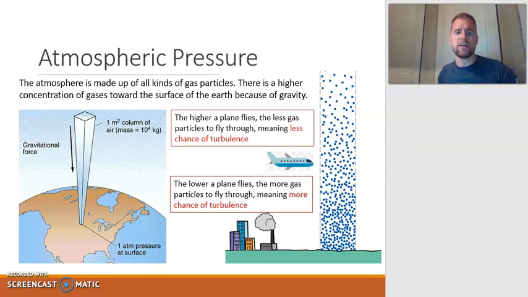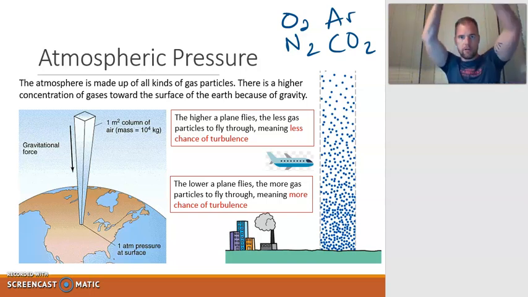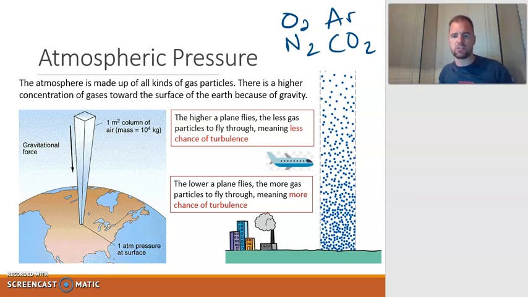Well, the atmosphere is made up of all kinds of gas particles, and we've actually mentioned some of them. Oxygen, of course, but oxygen actually is not the most abundant gas in our atmosphere. That would be nitrogen. But you've got oxygen and nitrogen and argon and carbon dioxide and greenhouse gases and all kinds of gases that make up our atmosphere. There's a higher concentration of gas particles towards the surface of the Earth. If you think about a column of air starting at the surface of the Earth and going straight up, as demonstrated here, you're going to find most gas particles are towards the Earth. And that's simply due to gravity.